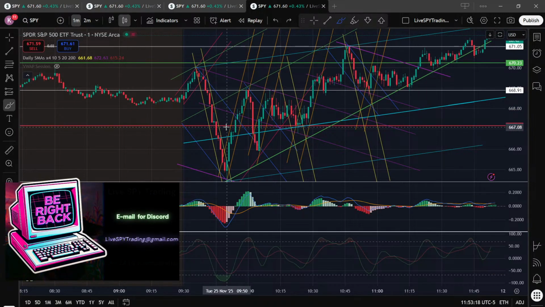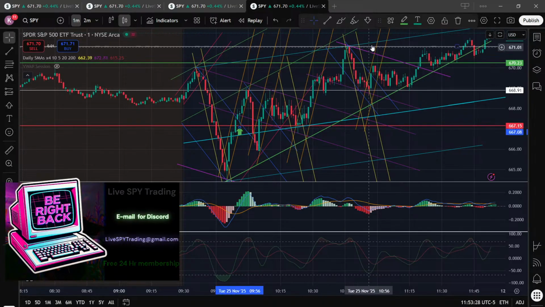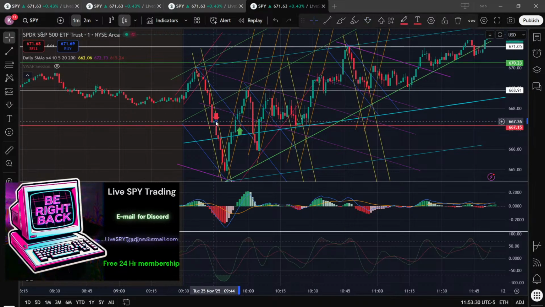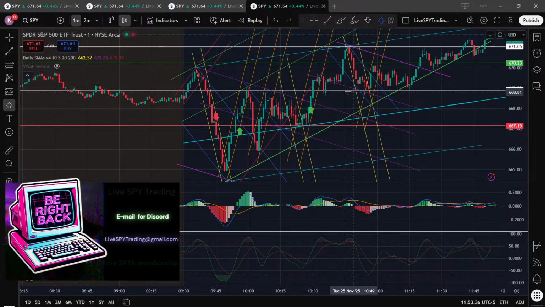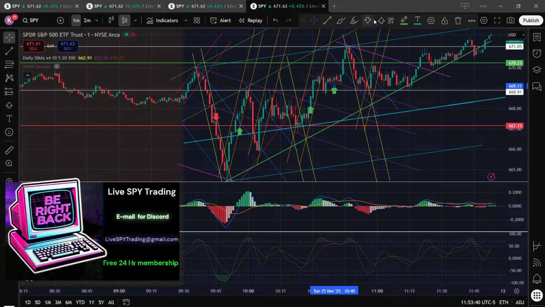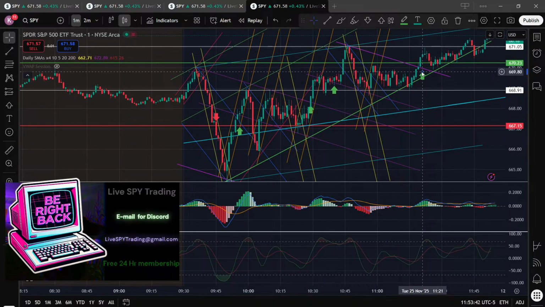Our second win here. Our first win was a put right here. Our second win was a call right here. So we have a call here. We have a put here. We had another call on the break of our purple right here, and then we had another call on the break of our purple right here.